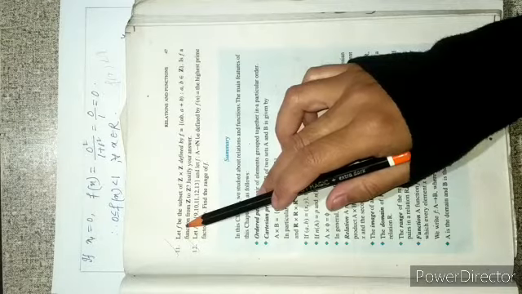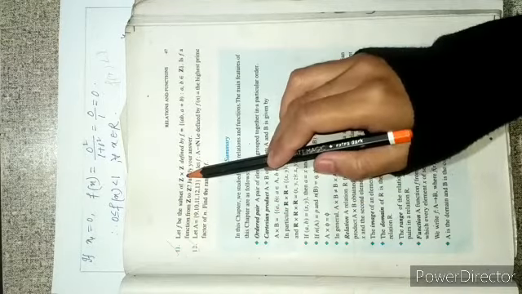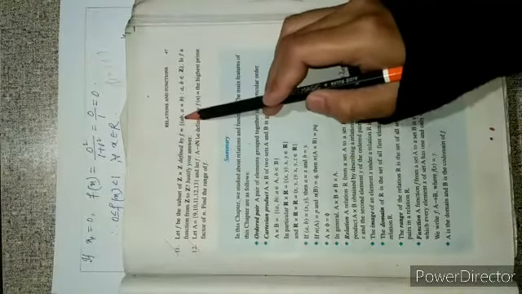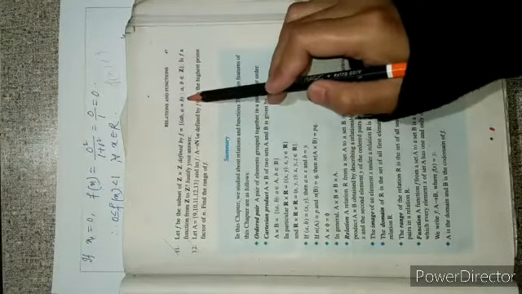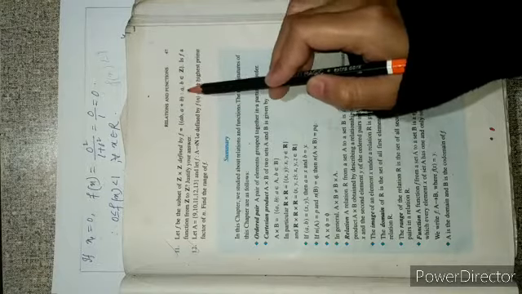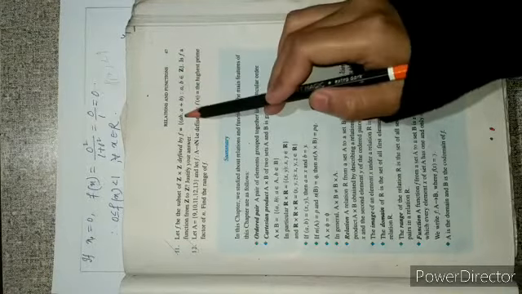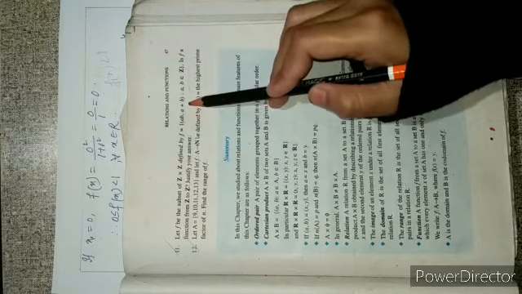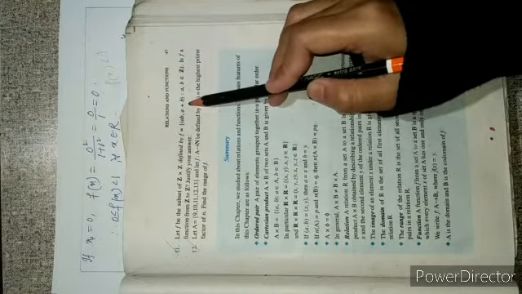Here f is a relation defined on Z. Defined on Z means the Cartesian product Z cross Z. It is defined in such a way that the product of any two integers is mapping to their sum.